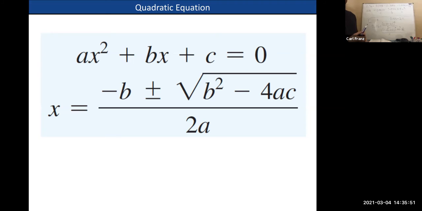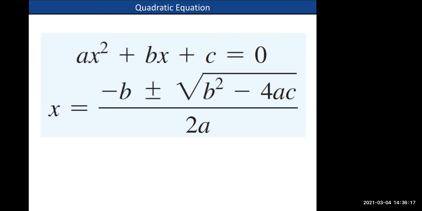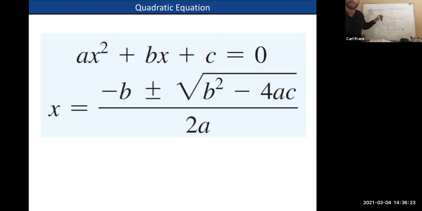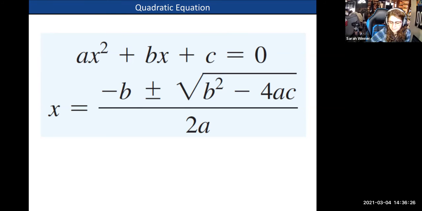So x equals a negative 0.4. Well, actually, let's write this out in the quadratic equation order. So what would that look like for this top line here? How would we write that out? Anybody? 4x squared minus 0.76x plus 0.01 equals 0.